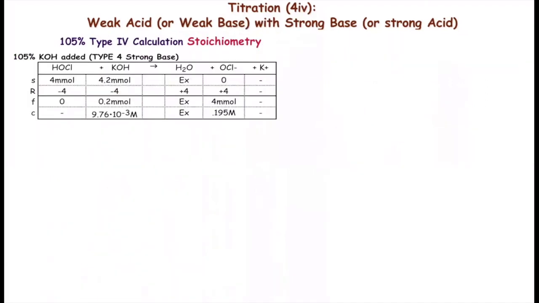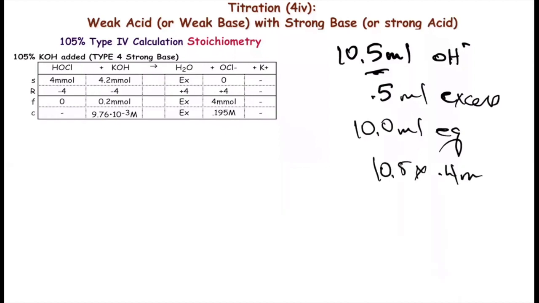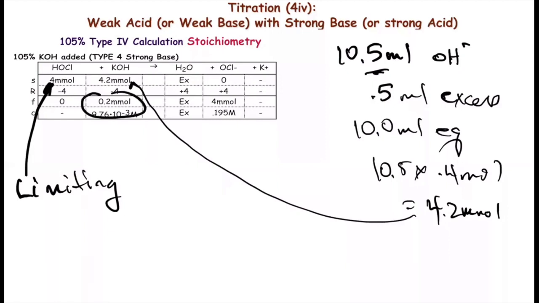Finally, we get to the excess. Here, we now add 10.5 milliliters of hydroxide. Well, 0.5 milliliters is the excess. You can figure that out just based on the fact that 10 milliliters was the equivalence point. If you take 10.5 and multiply it by 0.4 molar, you get 4.2 millimoles. Okay, that's that right there. You can see now that this becomes the limiting agent. This becomes the excess, and you've got 0.2 millimoles remaining.